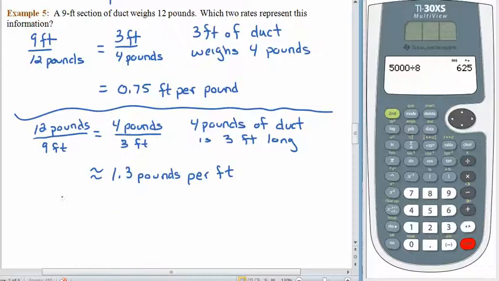So that each foot of duct weighs 1.3, sorry, about my little approximately in there, pounds. And that's slightly different than what we had before. 1 pound of duct is 3/4 of a foot long, but 1 foot of duct weighs 1.3 pounds. But that's pretty much all there is to rates.